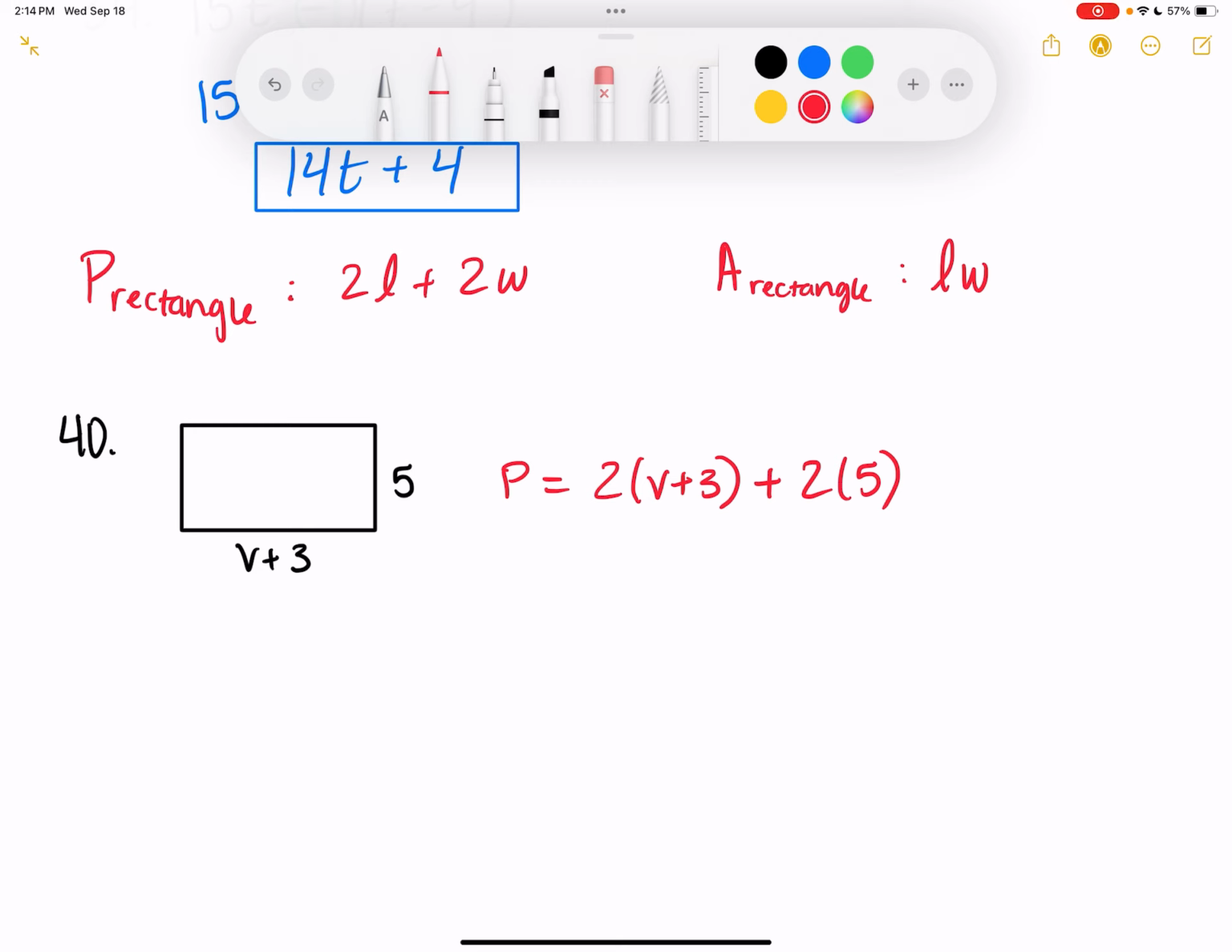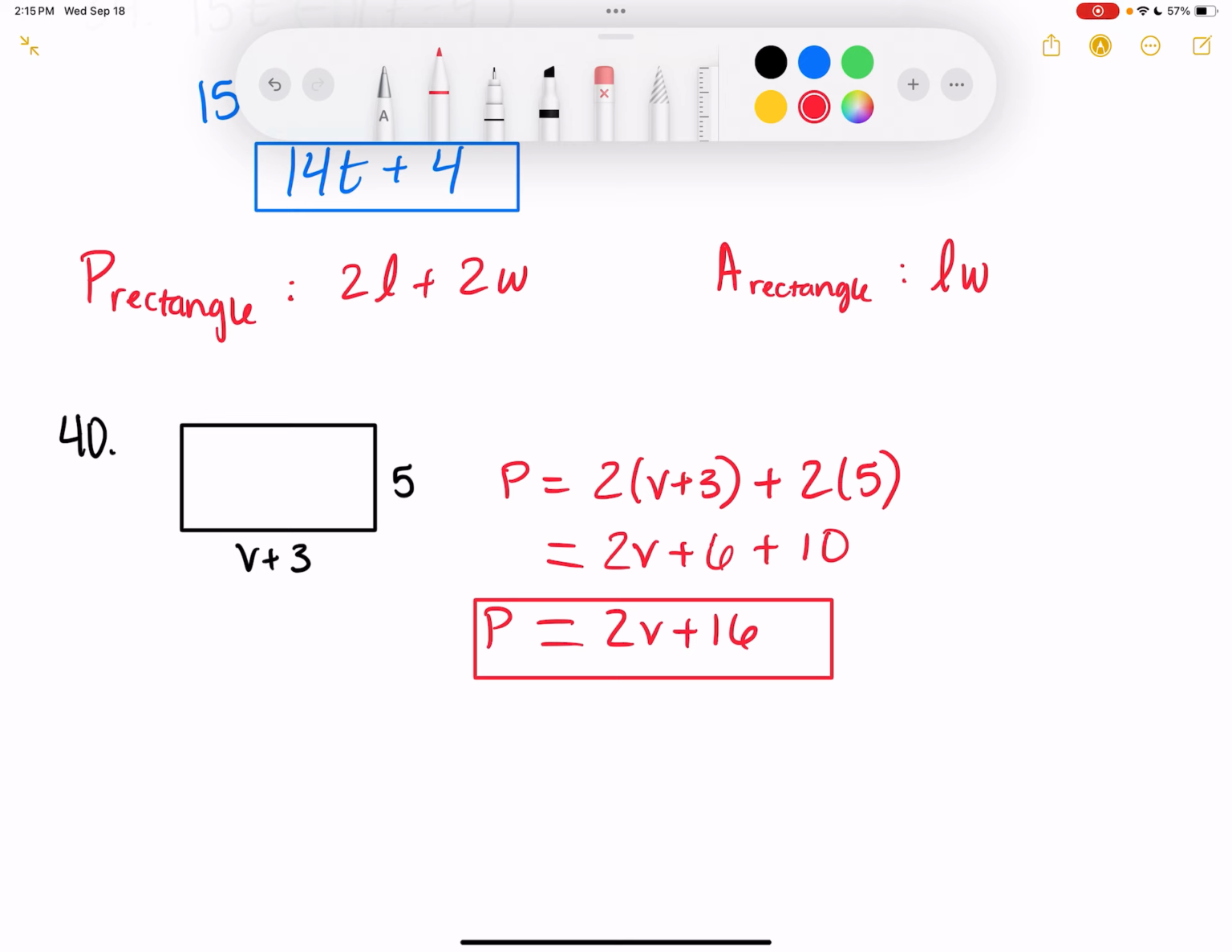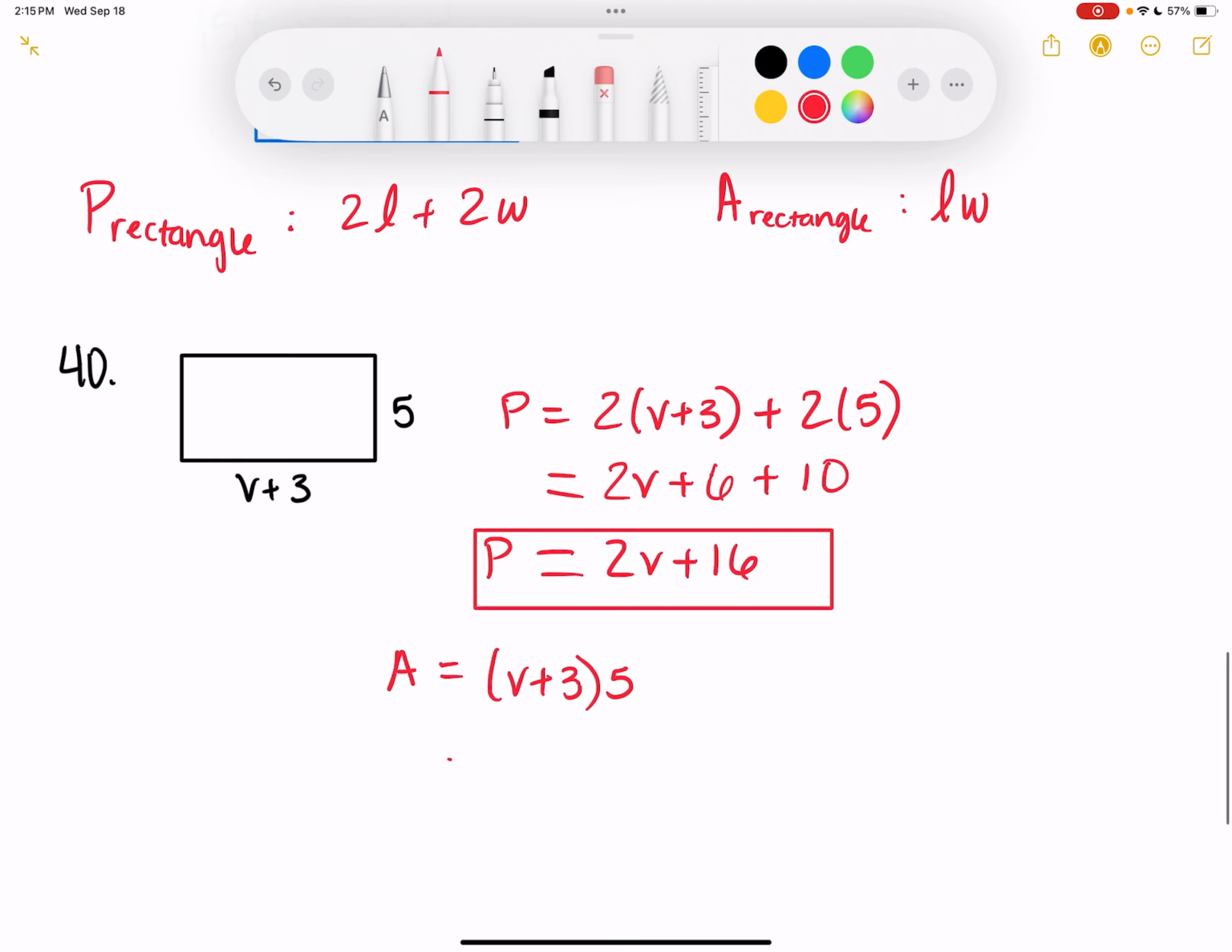So how do I go about solving this? It's going to be 2v plus 6 plus 10. Yep. And then what does that give me? 2v plus 16. 2v plus 16 is my perimeter. So that's the first part. Then they want me to find area. So when I do area, it's going to be length times width. So v plus 3 times 5. And what do I get when I do that? 5v plus 15.